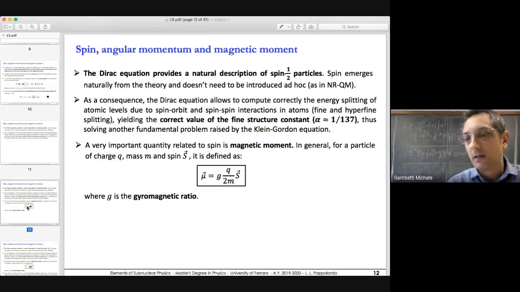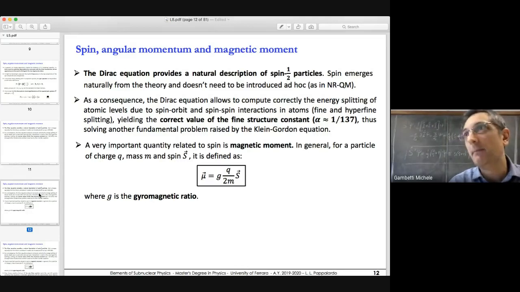Now, we have spoken about spin. There is an important observable that we will also study a lot during our course, which is related to spin, and this is the magnetic moment. So this is a very general formula. In general, for a particle of charge Q, mass m, and spin s, the magnetic moment is a vector which is defined this way. So Q is the charge, m is the mass, s is the spin, and g is a constant which is called the gyromagnetic ratio.